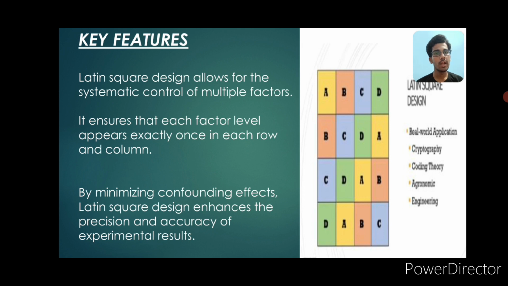Next one, key features. Latin square design allows for the systematic control of multiple factors. This design allows us to control multiple factors at a single time. It ensures that each factor level appears exactly once in each row and column. By minimizing confounding effects, Latin square design enhances the precision and accuracy of the experimental results.